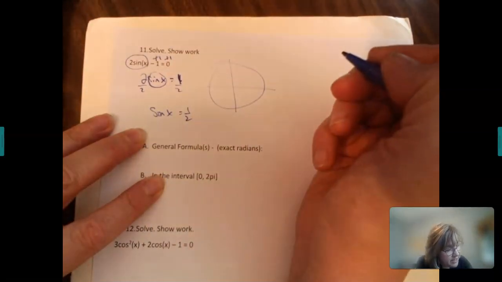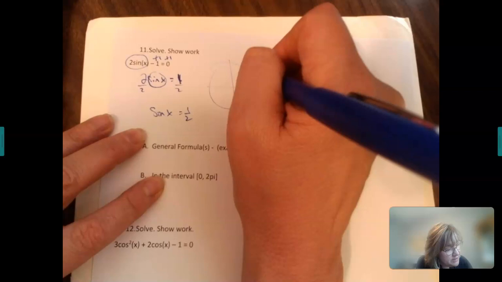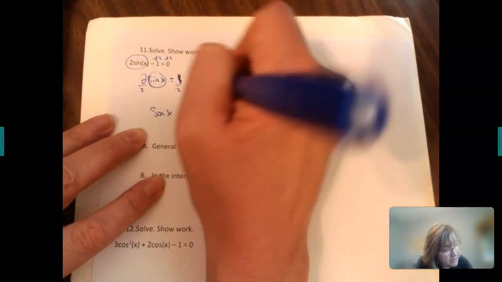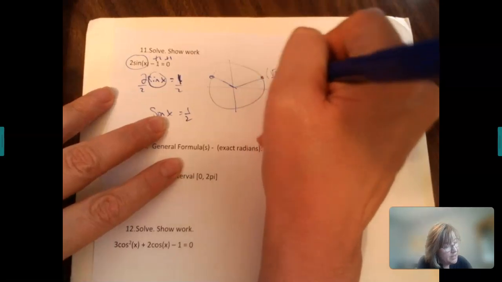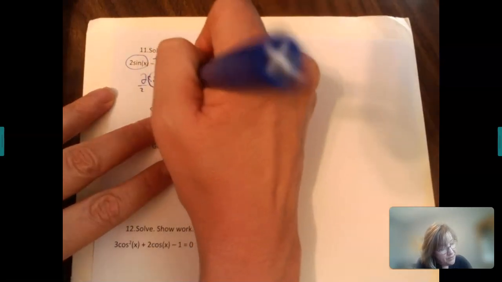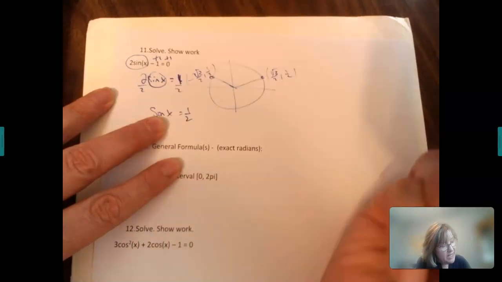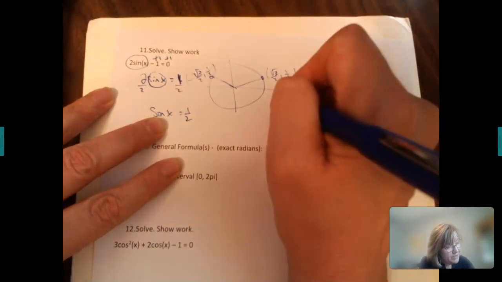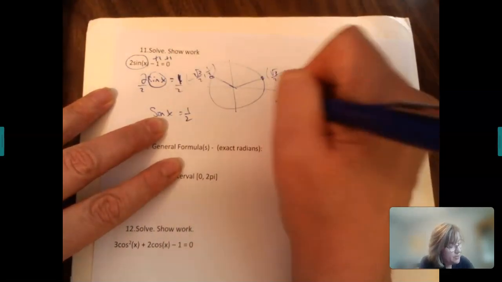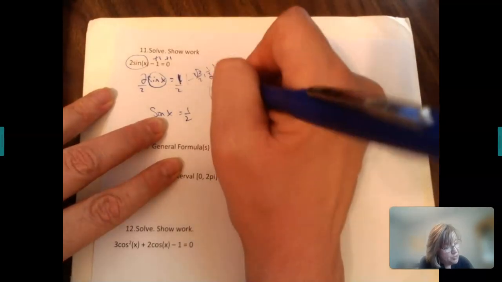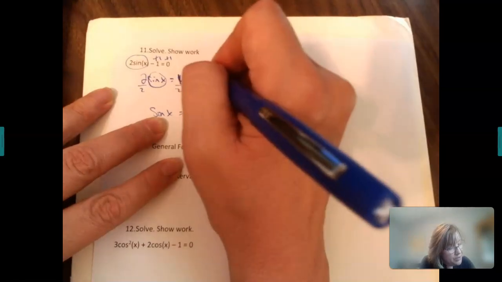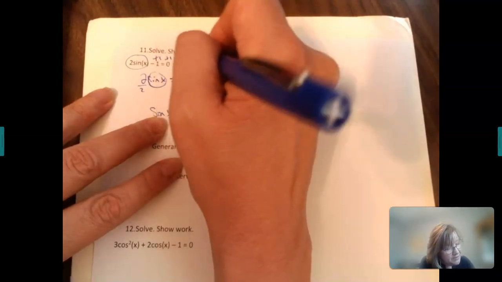All right, so let's see. Where is sine a half? And that is two places, right? Sine is a half here. Sine is a half here. Because this is square root of 3 over 2 and a half, negative square root of 3 over 2 and a half. And so this is what? Pi over 6. So x or theta, if you want to call it theta, it doesn't really matter, is pi over 6. And then this would be 2, 3, 4. This would be what? 5 pi over 6. Okay, right there.